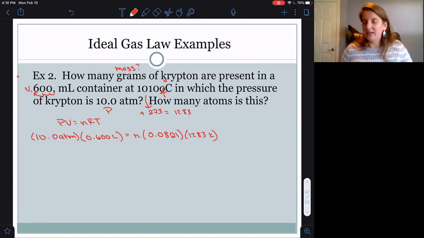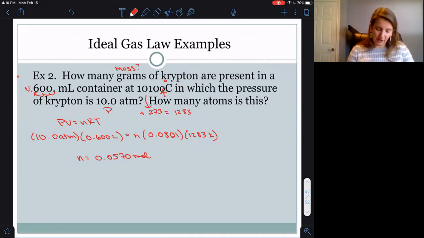So in order to get n by itself, you would take your 10 times your 0.6 divided by 0.0821 divided by 1283. I'm going to use my sig figs at the very end. So my n is, I'm not going to write them all down here, 0.0570. Now remember, I'm going to use my unrounded value in my calculator when I do the next step. I just don't want to write all of those numbers down here. Like I said before in one of my previous videos, I'm lazy.